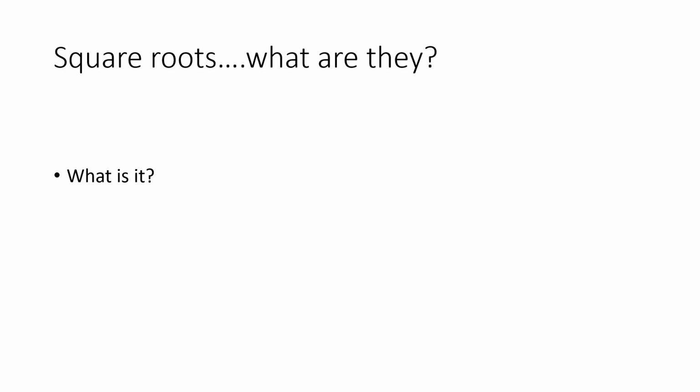So first off, square roots, what are they? We want to be really clear about what they are. One of the most common misconceptions that I see in my classes is a confusion of square roots with squaring. They are, of course, related, but they are not the same thing.